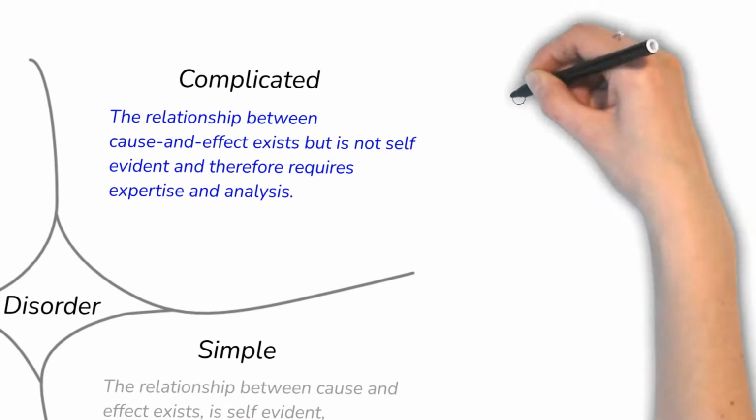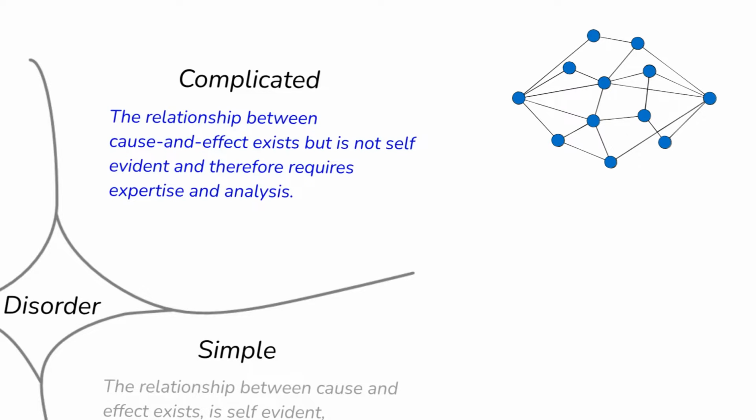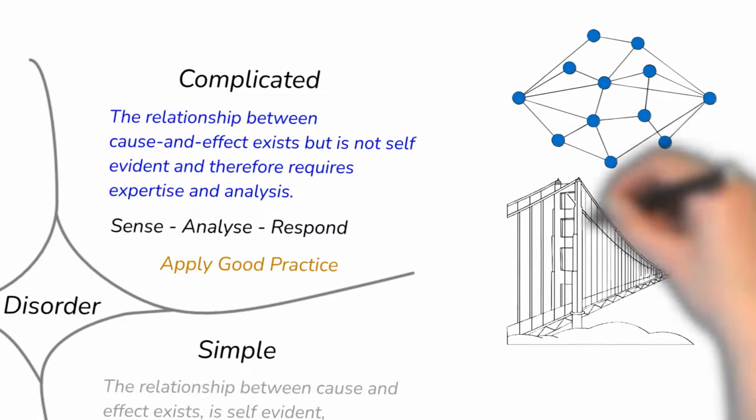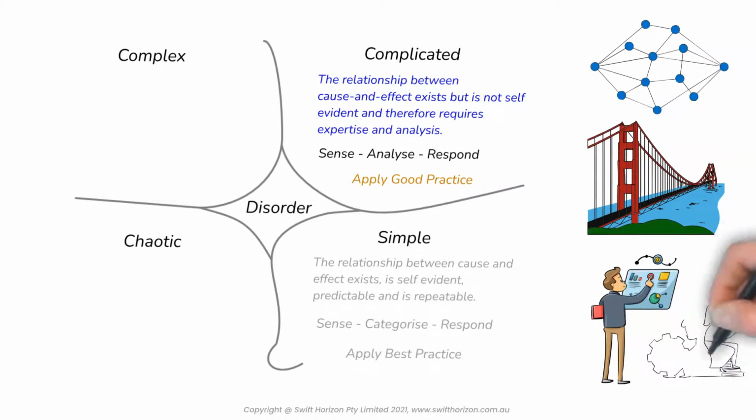In the complicated quadrant, the relationship between cause and effect exists but is not self-evident and therefore requires expertise and analysis. The Cynefin framework tells us the best approach with complicated projects is to sense, analyze and then respond. One example may be a road bridge. The engineering knowledge exists but the design and construction approach will be unique based on the location, traffic demands and community needs. These projects typically require detailed planning to progressively elaborate the design before construction commences. The approval processes, cost of changes, tight deadlines, and scheduling requirements for valuable resources call for a waterfall or critical path planning and delivery methodology.